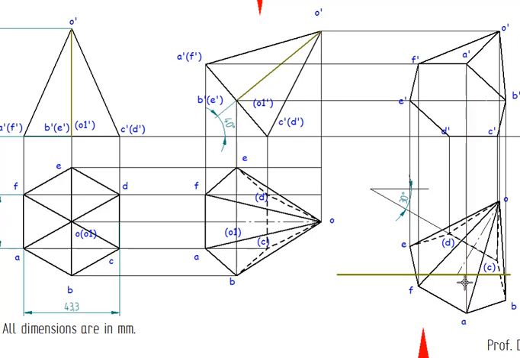The first farthest point is D, second farthest is E, and the third farthest point is C, which is above this axis point. So we are going to make these lines in thick dash type lines.